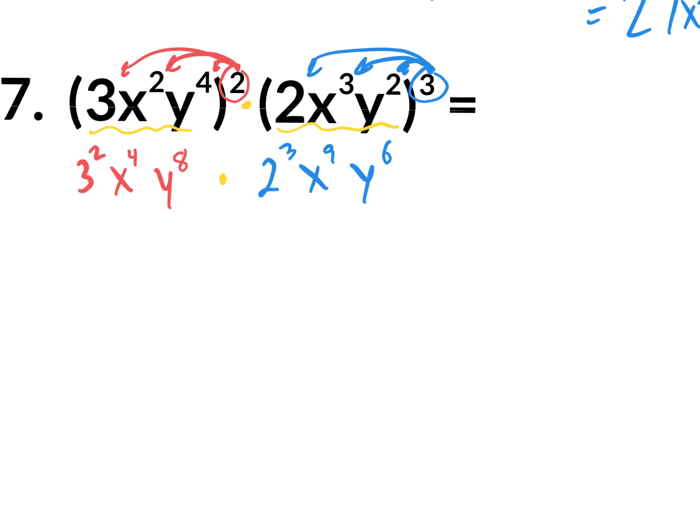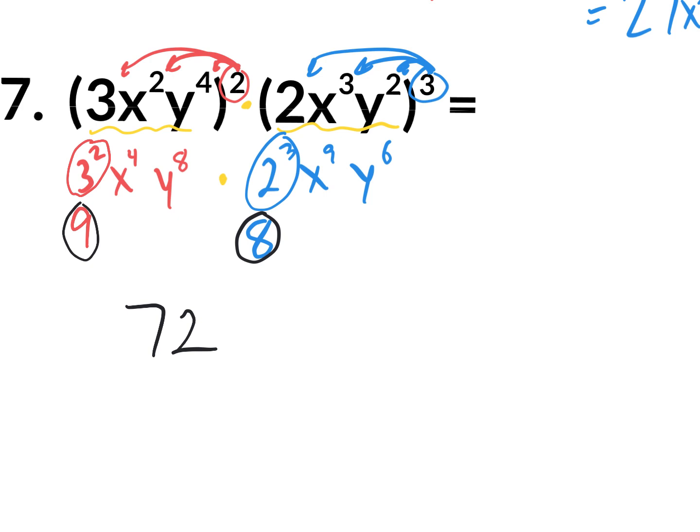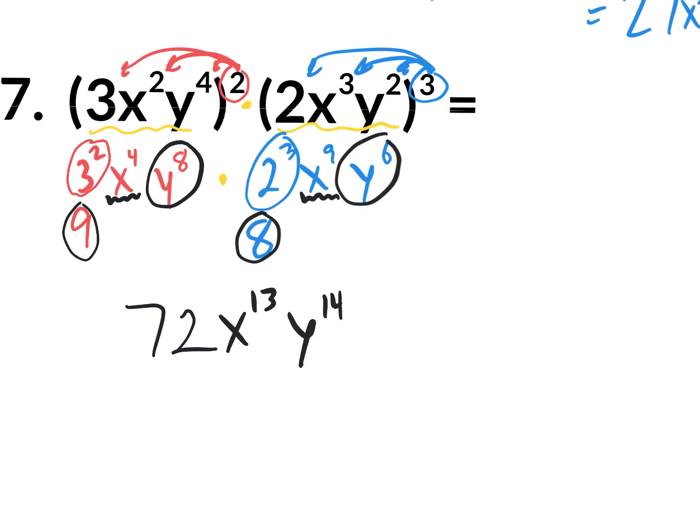So in reality, we should be multiplying the big numbers. 3 squared. What's 3 squared, by the way? 9. Okay? And what is 2 to the 3rd? 2 times 2 times 2? 8. Okay? So what we're really multiplying here is the 9 times 8. 9 times 8 is 72. You could use a calculator if you need it. What about the x's? Well, we have x to the 4th times x to the 9th. Add those together, you get x to the 13th. And then we have y to the 8th and y to the 6th. Add those together, and you get y to the 14th. Ladies and gentlemen, that is your final answer right there.